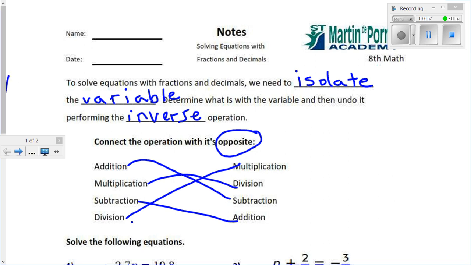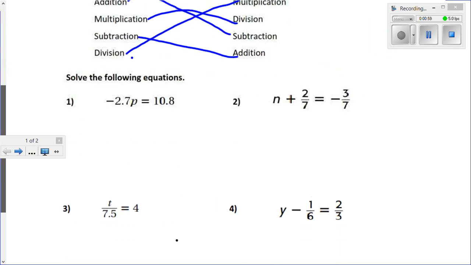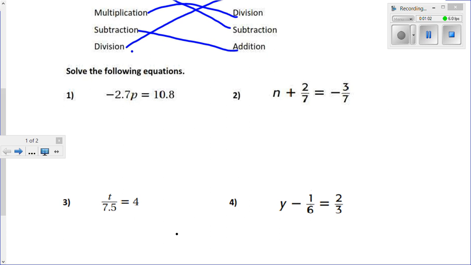So looking at our equation here, this one gets some people hung up. Some people think about this as subtraction, but actually what's with this variable p is multiplication. We're multiplying by a negative 2.7. So to make multiplication go away, we divide. So divide by negative 2.7. And do the same thing here.